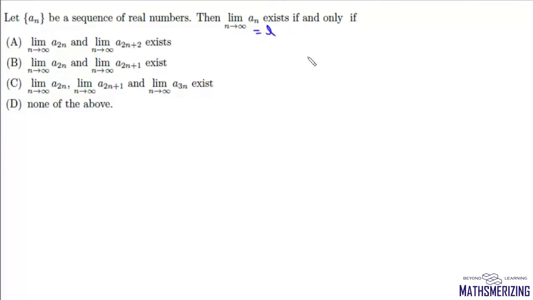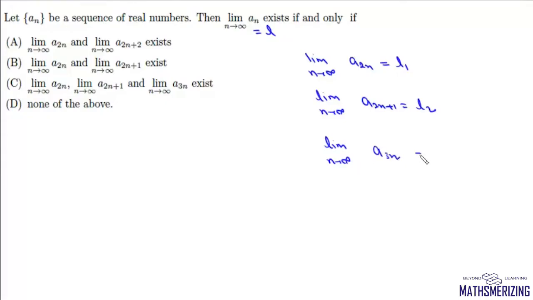Now we consider these three limits, say limit n tends to infinite a2n, suppose this value is L1, limit n tends to infinite a2n plus 1, this is L2, and limit n tends to infinite a3n, and this is suppose L3.